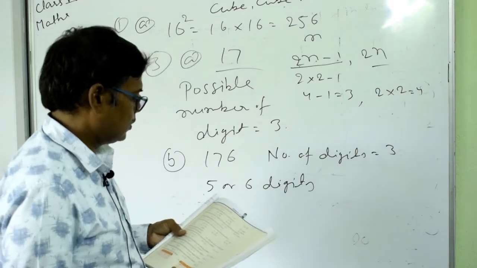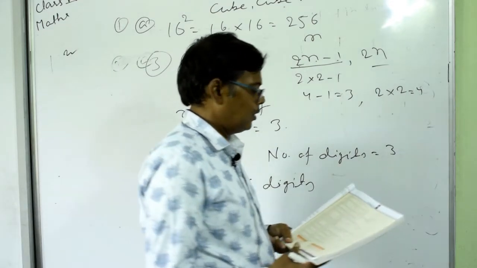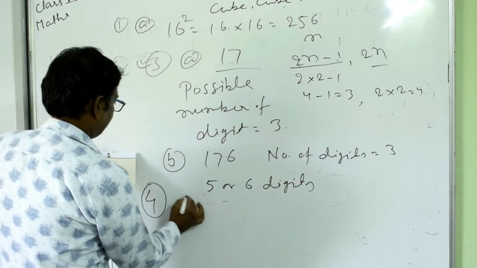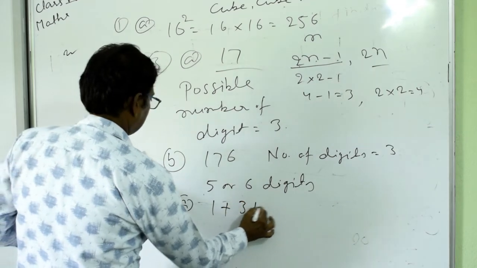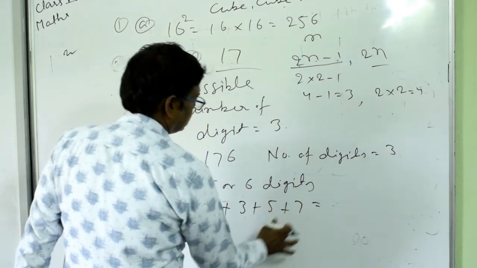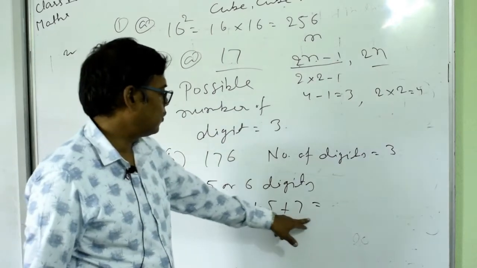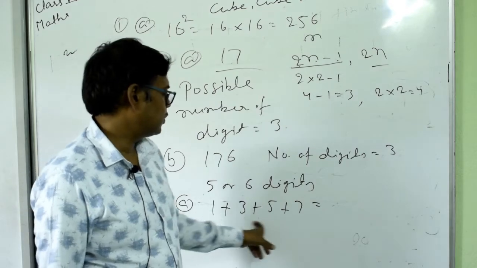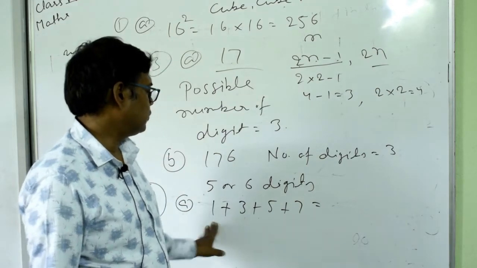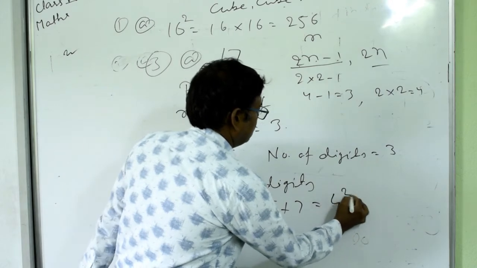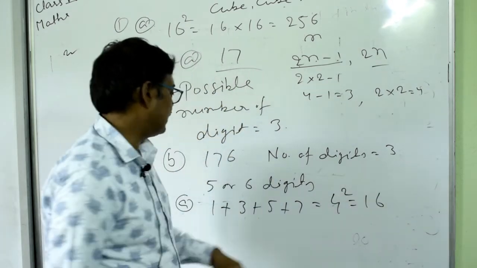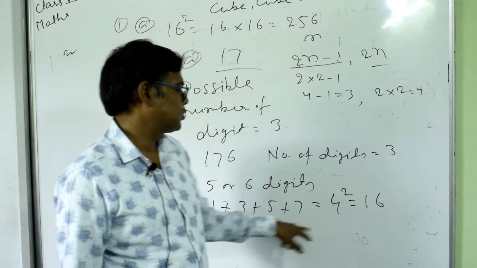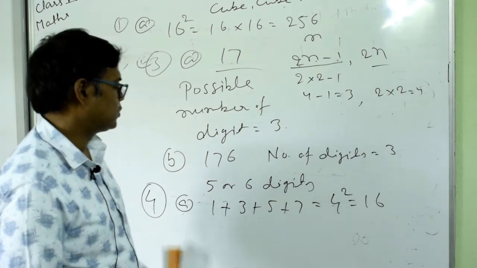Now question number 4, where I explained how to find the sum. Here you have 1 plus 3 plus 5 plus 7. These are the first 4 odd numbers, so the answer will be 4 square, that is 16. Or when you add them: 3 plus 1 is 4, 4 plus 5 is 9, and 9 plus 7 is 16. So that is 4 square. This is the property.